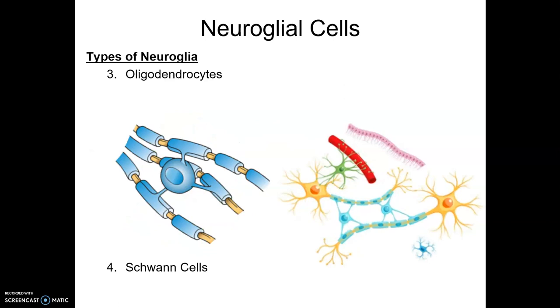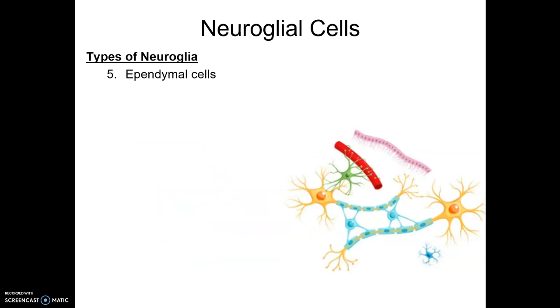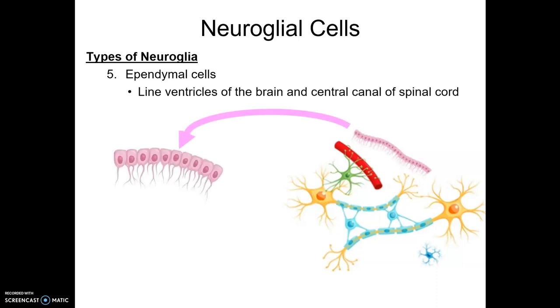The oligodendrocyte forms the myelin sheath of a neuron in the central nervous system, and the Schwann cell forms the myelin sheath of a neuron in the peripheral nervous system. And the last neuroglial cell is the ependymal cell, whose function is to line the ventricles of the brain and central canal of the spinal cord.